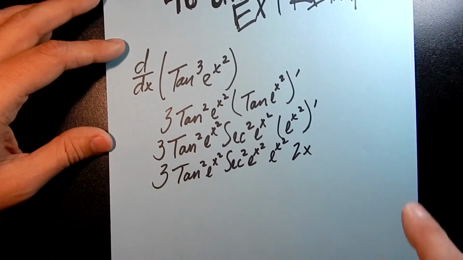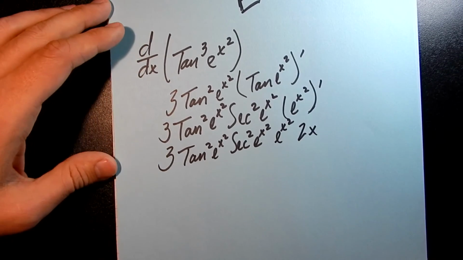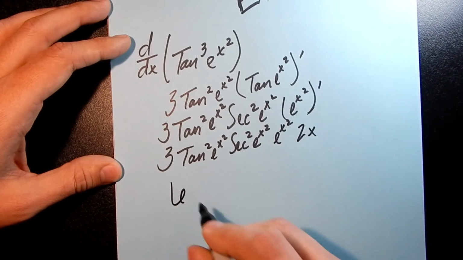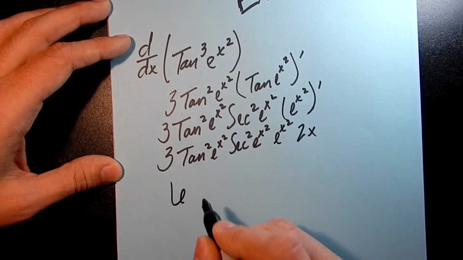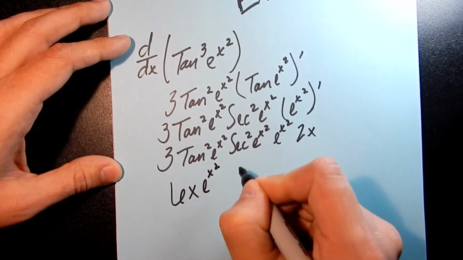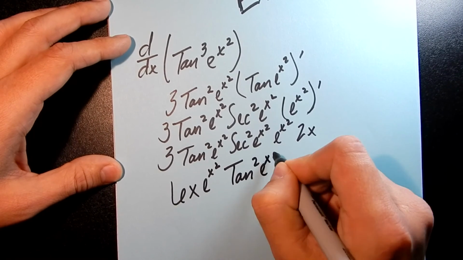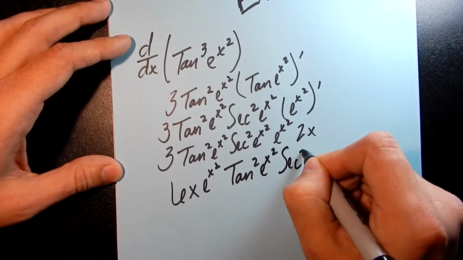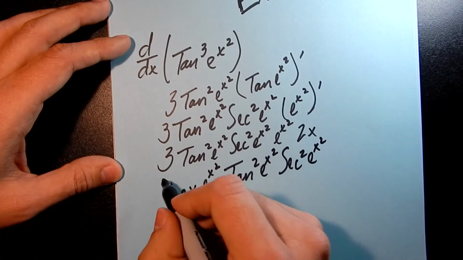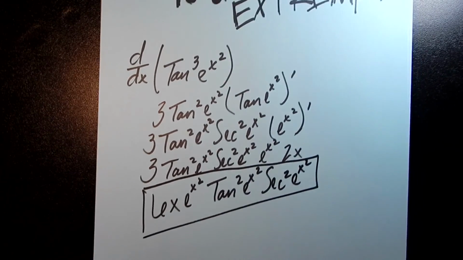We can do a little bit of cleaning up here and just combine some terms and move some things around so it looks a little bit prettier. So what we've got is 6 x, and we'll do e to the x squared, and then we'll go tangent squared e to the x squared, secant squared e to the x squared. And that is our derivative.